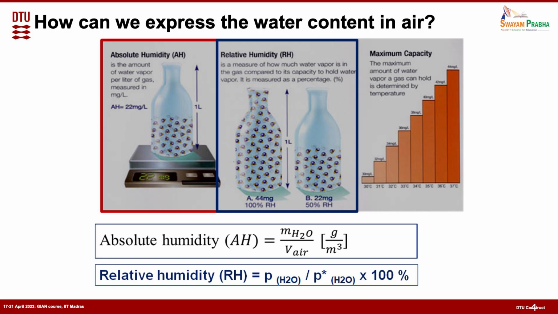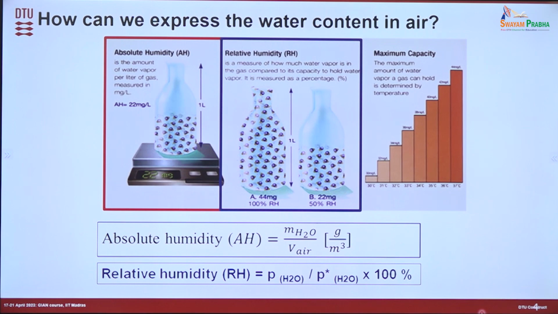Absolute humidity is the amount of moisture, the total water content in the air. As we expect, with an increase in temperature, the air can hold more water. And so the absolute humidity changes with the temperature of the air. And so that's the total quantity of water.